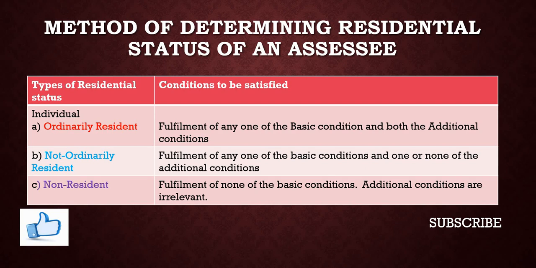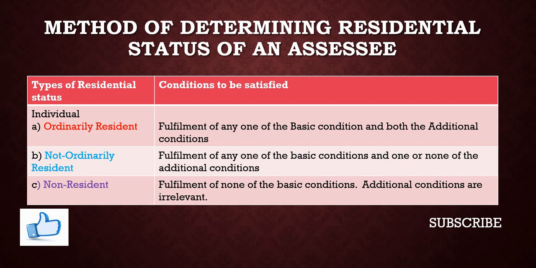An individual, in order to be ordinarily resident of India, should satisfy any one of the basic conditions and both the additional conditions. So always, before determining the residential status, first of all the basic conditions are to be applied. If any one of them is satisfied, that is enough. You need not go for checking the application of both the additional conditions here.